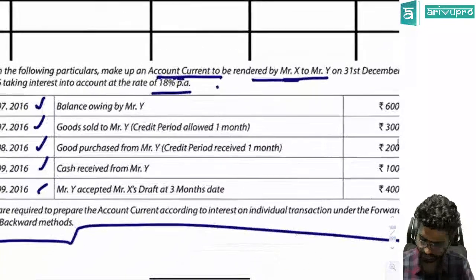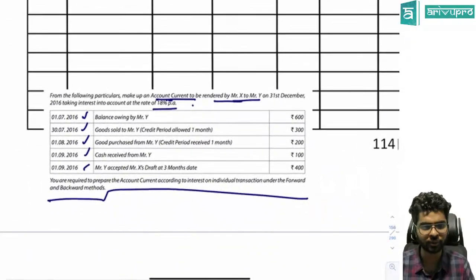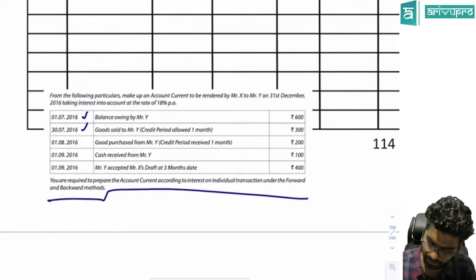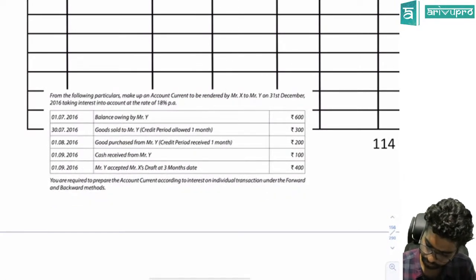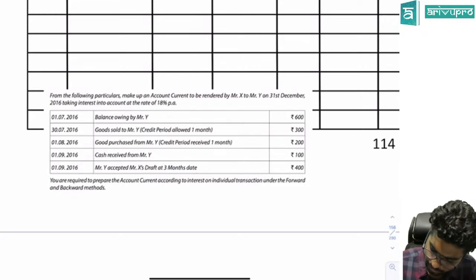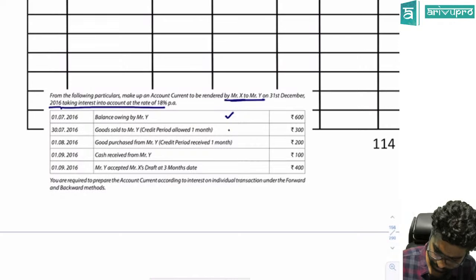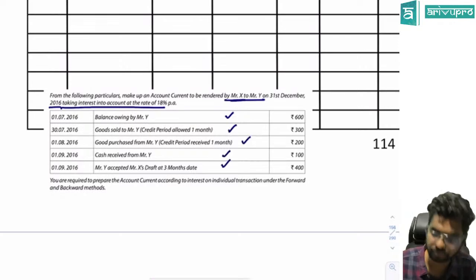Okay, guys, we are in another question. Everyone, I'm not doing the forward method. Let's just try looking into the backward method. From the following particulars, make up the account current to be rendered by Mr. X and to Mr. Y on 31st December, taking interest into account at the rate of 18% per annum.